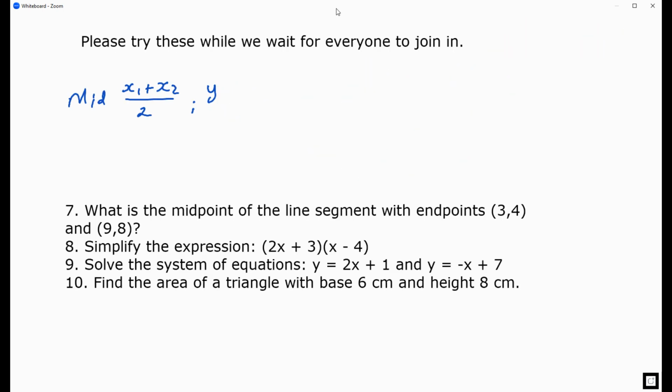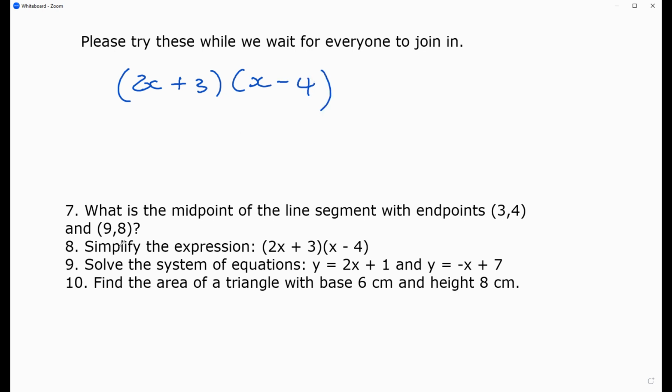Next one asks me to simplify the expression (2x + 3)(x - 4). That's question 8 here, right? The first thing I'm going to do is multiply the first two terms. That'll be 2x squared. Then I'm going to multiply the outer two terms.